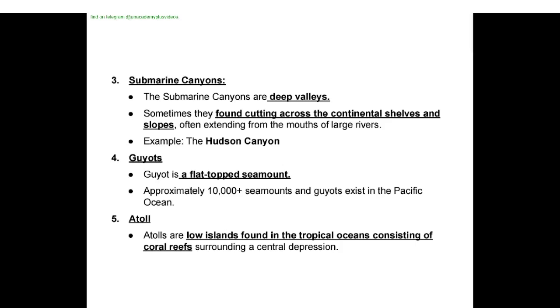Guyot. A guyot is a flat-topped seamount. Approximately 10,000 plus seamounts and guyots exist in the Pacific Ocean. Atoll. Atolls are low islands found in the tropical oceans, consisting of coral reefs surrounding a central depression.